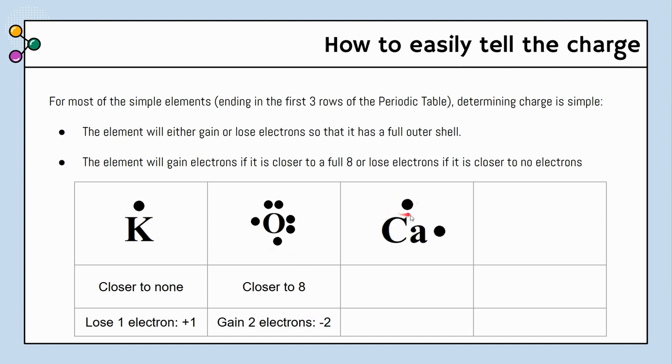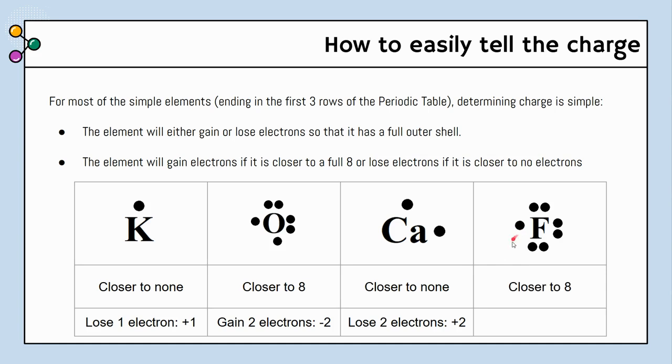Calcium, with 2 electrons in its valence shell, is pretty close to being empty. It's closer to 0 than it is to 8. So because it's closer to 0, it's probably going to lose its 2 electrons and become positively charged, forming a +2 cation. And fluorine, as mentioned many times at this point, is missing 1 electron to have a full shell. It's obviously closer to 8 than it is to 0. It's going to gain 1 electron and have a -1 charge.